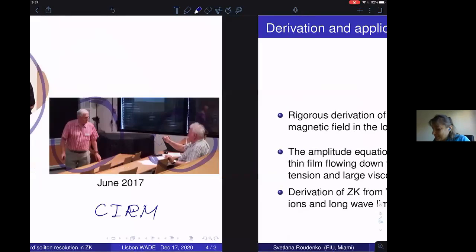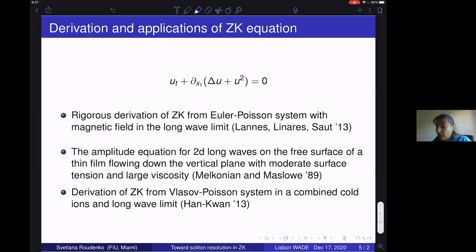In any case, they formally just introduced it, and the rigorous derivation was done later by Lannes, Linares and Saut, 2013. And there are other applications, so derivations in 2D, in 3D, and so on.